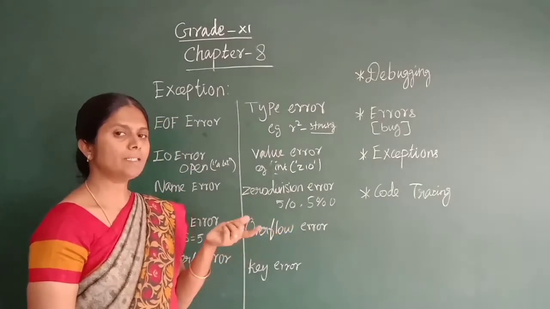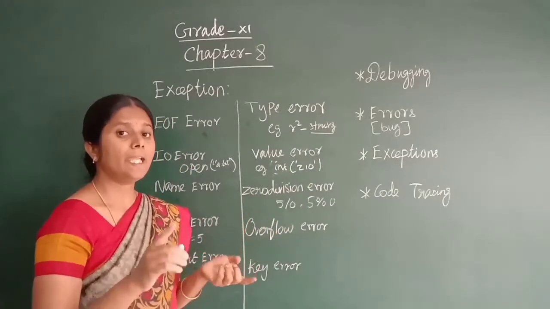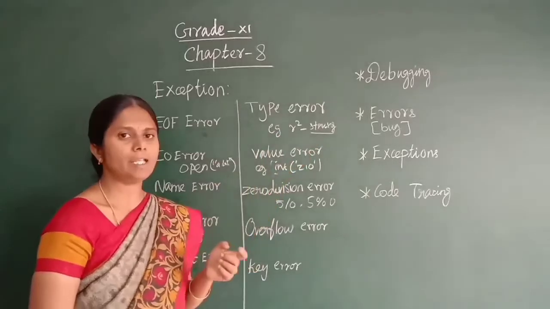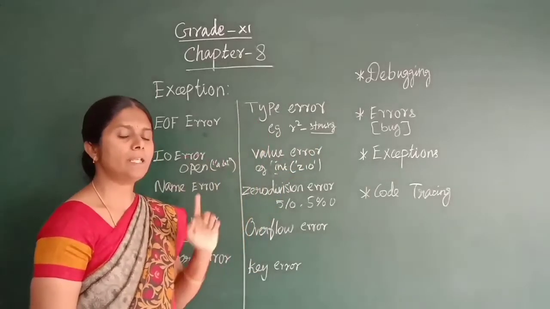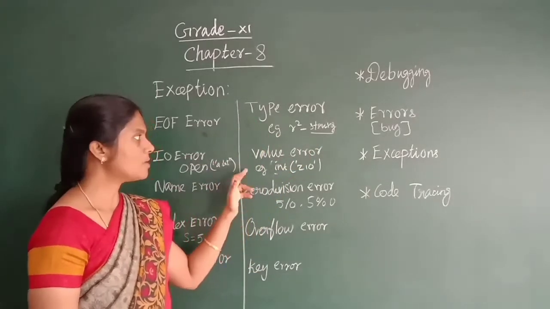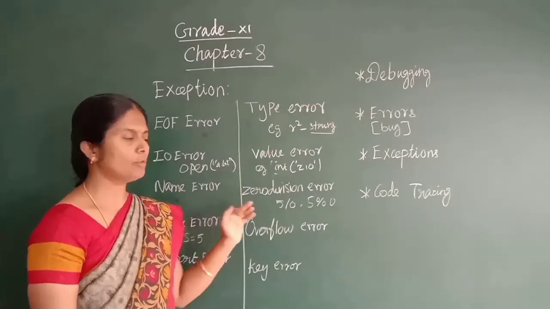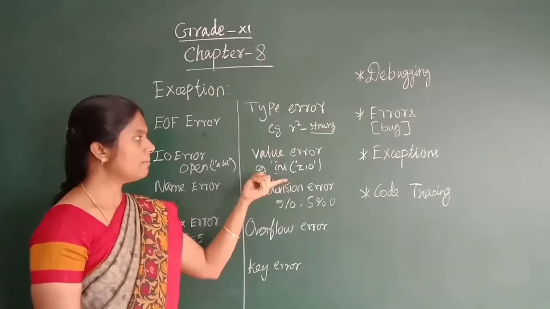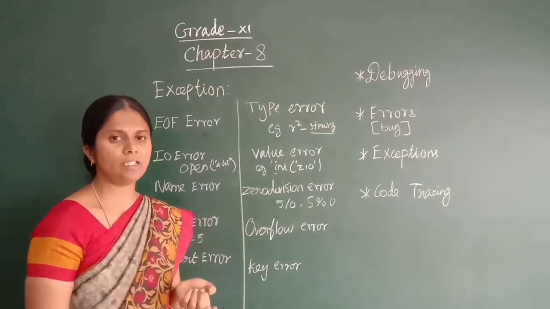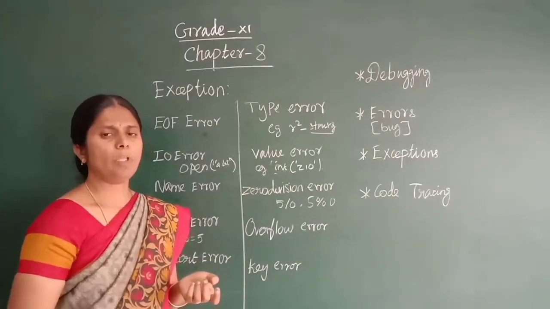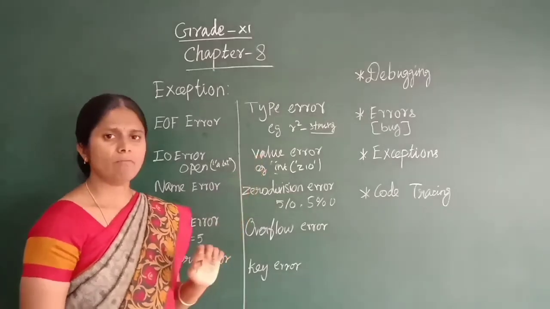Yes, you want to calculate the square root, you want to use the integer data type, but you are using the string data type. It will display the error as what? Type error. The next one is value error. You are using an inappropriate value of the variable for the type. For example, for the int data type, you are using a string. So the inappropriate type displays the value error.